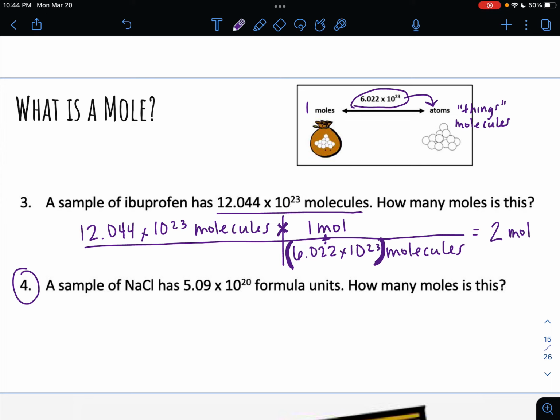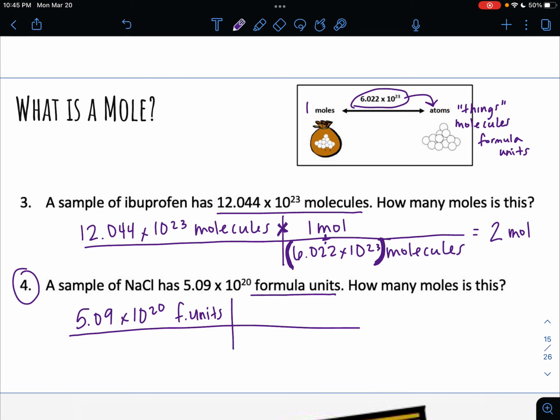Okay, so now I'm going to work it out for you so you can just check your answers. 5.09 times 10 to the 20th. This word formula units, again, is one of our things, so don't let that confuse you. Anytime you see these words that make you think of small things, that's our atoms, okay? So I'm just going to abbreviate that FU. Well, I'll do units.